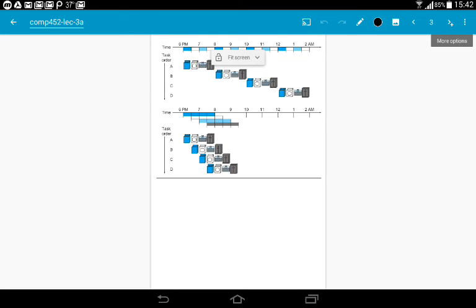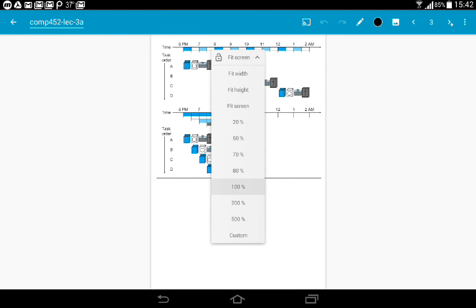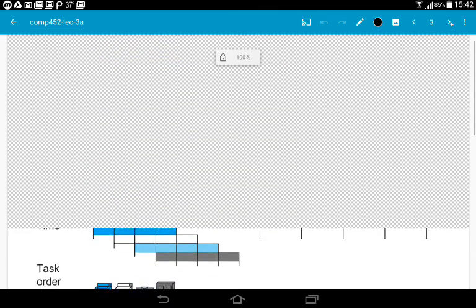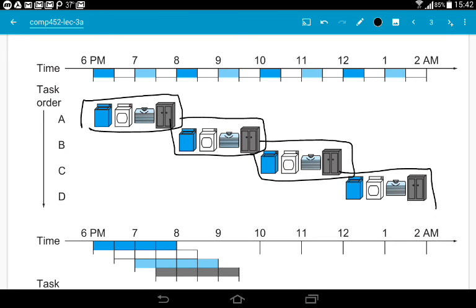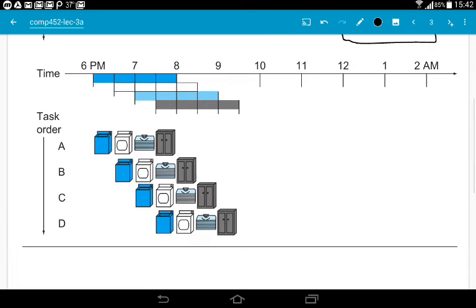Okay, there we go. So it's a beautiful example. Look, this takes 2 hours, this takes 2 hours, 2 hours, 2 hours. Now this is the single cycle approach. Now look what happens in the pipelined approach.